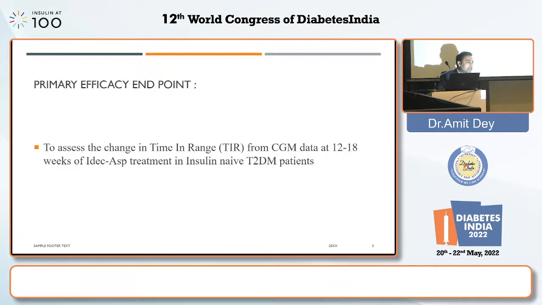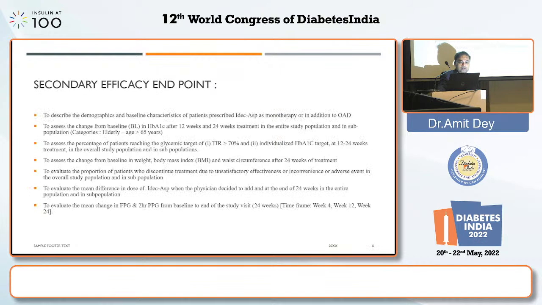So we're going to look at the insulin naive patients, patients who are either being initiated for the first time on insulin, or they're on an OAD or any other drugs and they're being changed over. In addition, they've been added an insulin. So that's going to be the criteria of patients. These are going to be some of the secondary endpoints also in the study. First, we're going to look at the demographics and the baseline characteristics of patients who are being prescribed IDegAsp either as a monotherapy or in addition to OAD.